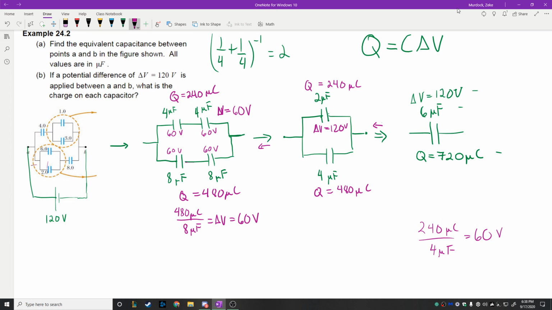So coming back to this one right here, we know this is going to be 60 volts for both of these. So the bottom one should have a charge of 2 times 60, or 120 microcoulombs. The upper one right here should have a charge of 60 times 6, which would be what, 360. And then up here we're going to have 3 times 60, so this one's going to have a charge of 180.